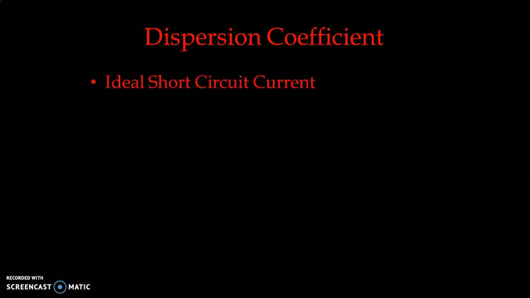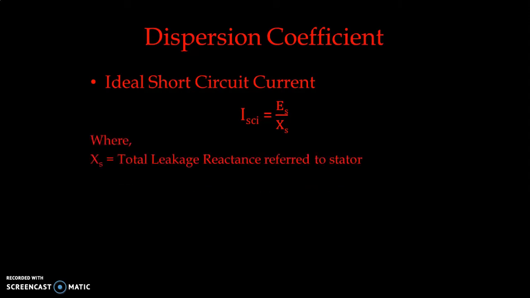In the same way, we have the ideal short circuit current. The dispersion coefficient is inversely proportional to the ideal short circuit current. Now, the ideal short circuit current is the stator voltage divided by the leakage reactance, where XS is the total leakage reactance referred to the stator.